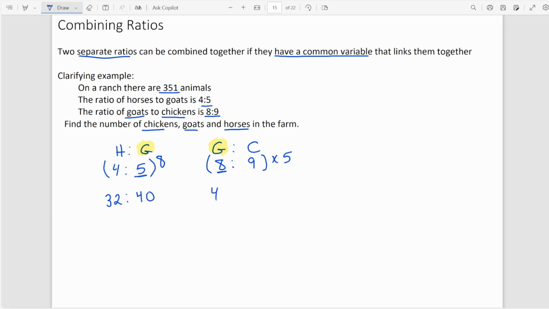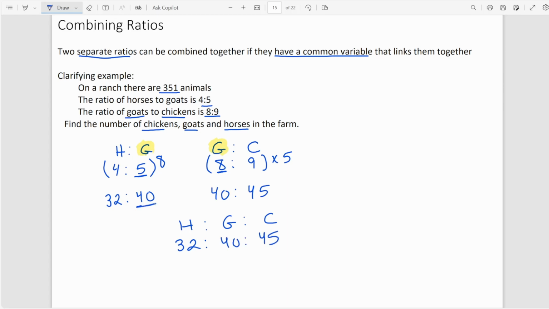We get 40 and 45. All right. So now I actually have the same number of parts for the goats. So I can finally combine this ratio for everybody. So horses to goats to chickens, it will be 32 horses to 40 goats to 45 chickens.